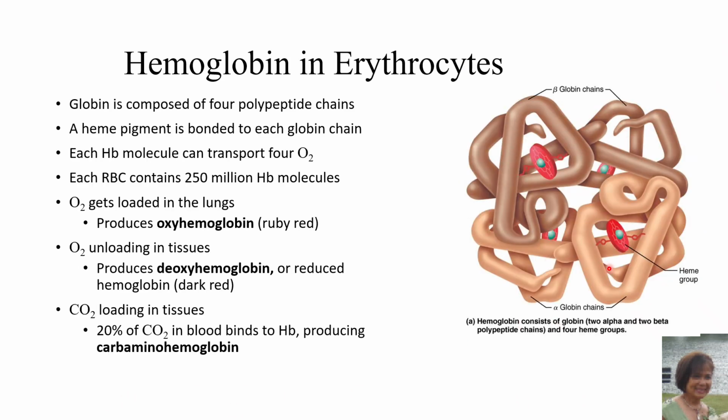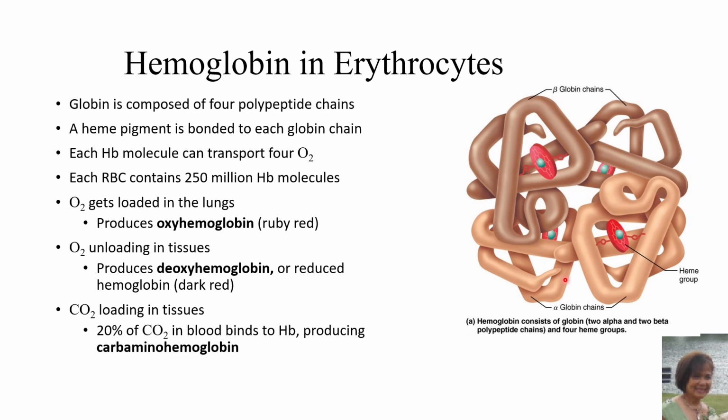This is a better diagram of your hemoglobin. So hemoglobin is composed of four polypeptide chains. One, two, three, four polypeptide chains. The top one in this diagram is showing two beta globin chains, and the bottom part is actually the alpha globin chains.